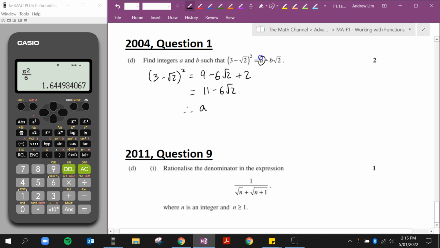Therefore, a is equal to the 11, and b is equal to the 6. Okay, don't be tempted to write minus 6 because there's already a minus sign here. If that said plus b root 2, then you need to write b is equal to negative 6.